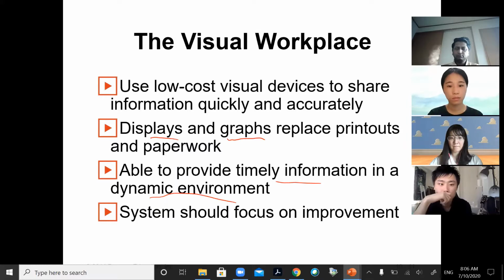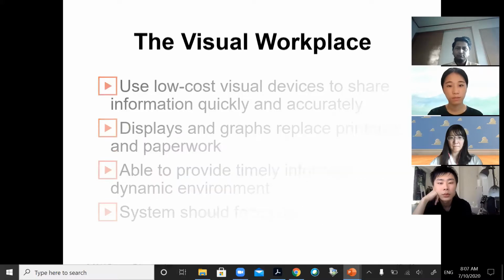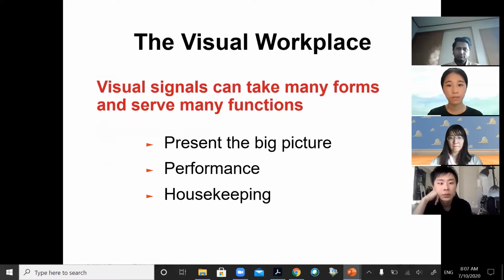And the workplace system that you have should focus on improvement. That means the workplace must always be trying to convey better forms of information, because you want to make sure that the employees know what is happening. Visual signals that you use in the workplace, normally in the production line, have many forms and many functions. Some of them are for performance purposes, some of them are for housekeeping.